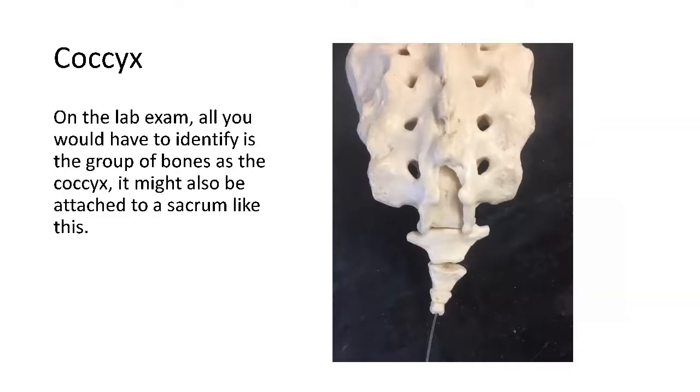Here's another picture of the coccyx on a model. I liked this picture because it gave a better view of the sacral hiatus as well as the coccyx attached. And these are the median sacral crest again as they come down and fuse.